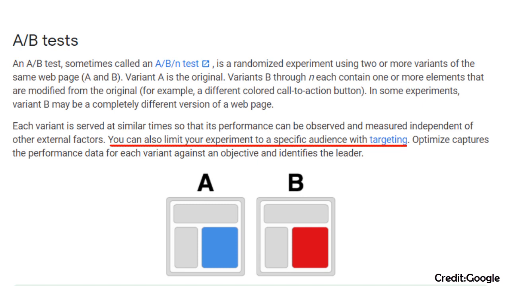So you can segment the specific audience that you would like to run the A/B test. For example, you can do the A/B test only for US visitors or only mobile visitors or whatever. You can segment any way you want. And Optimize is going to capture the performance data for each variant against an objective and identify the leader. So at the end of the day, you're going to know whether the original variant performed better than the second variant or not.